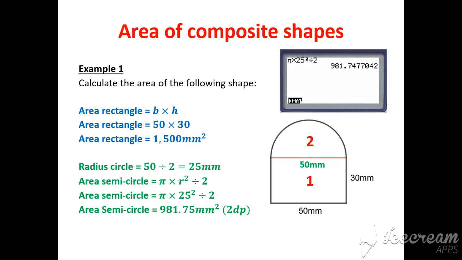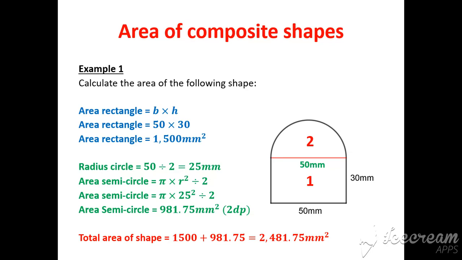Okay, so how do I work out the total area? I'm just going to add up the area of the rectangle, 1,500 plus 981.75, to give me a total area of 2,481.75 millimeters squared.